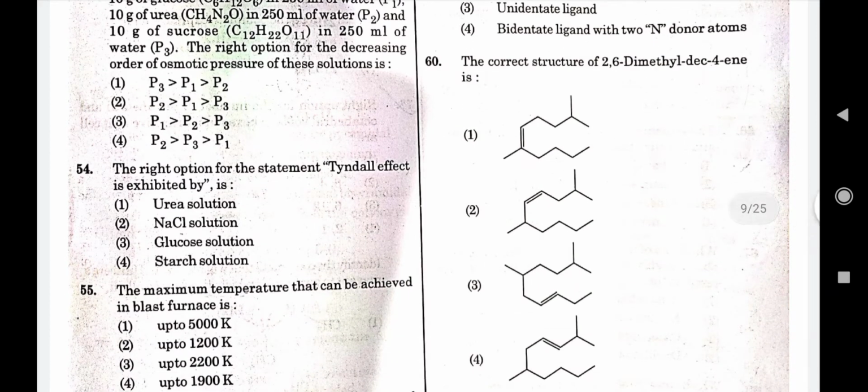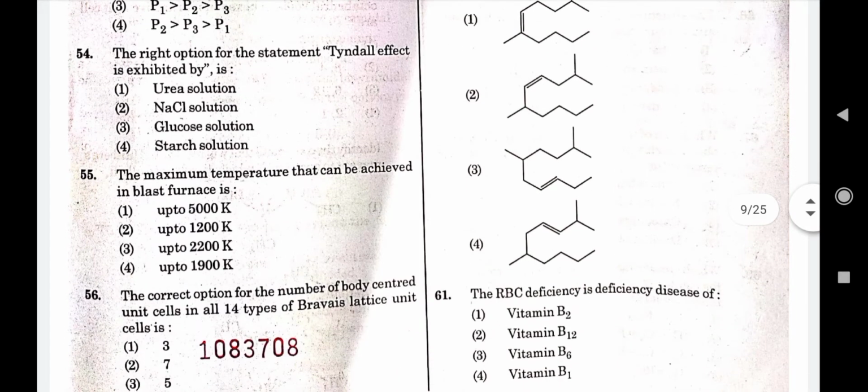Now question number 54. The right option for the statement the Tyndall effect is exhibited by. इसका जो correct option है that is option 4, starch solution. Now question number 55. The maximum temperature that can be achieved in blast furnace is. इसका जो correct option है that is option 3, up to 2200 kelvins.